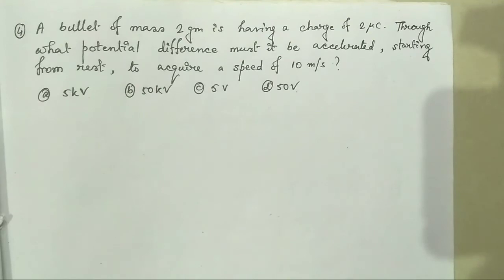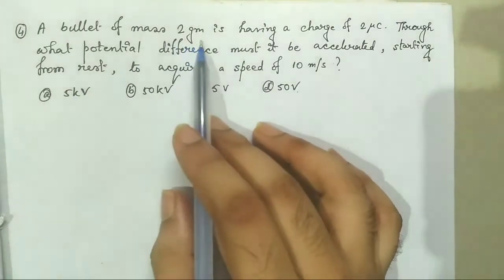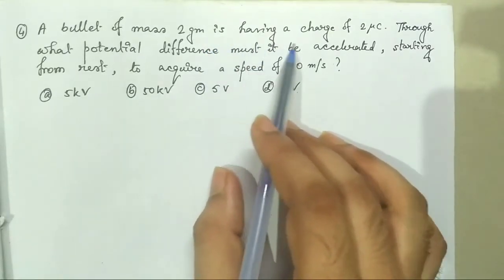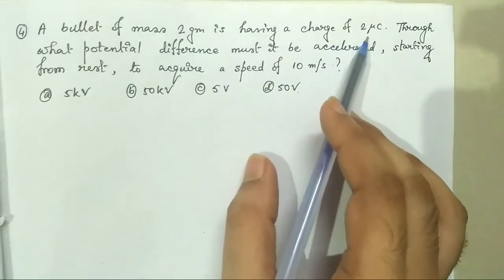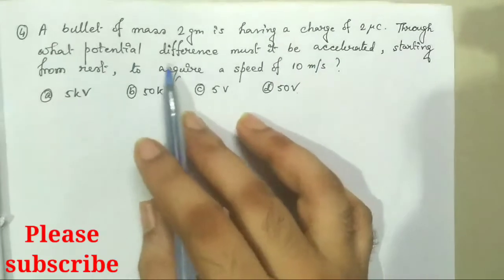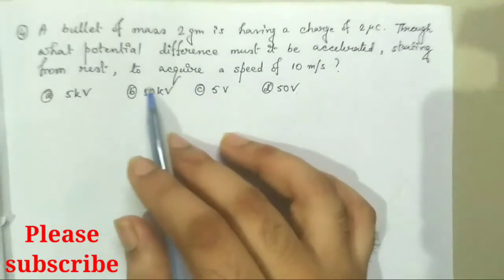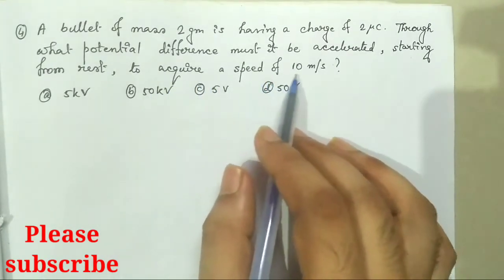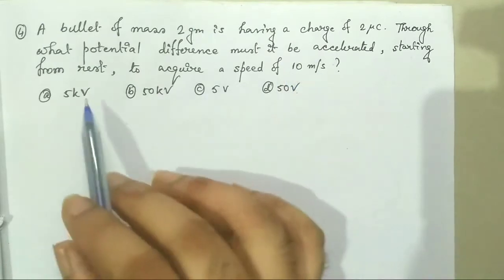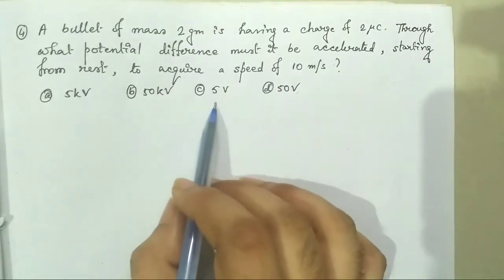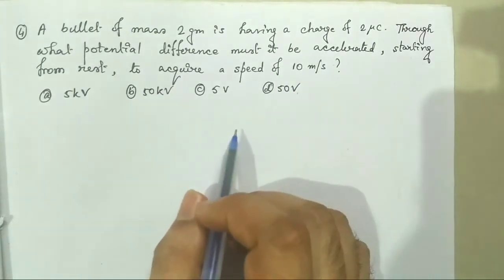Today's last question, question number 4. A bullet of mass 2 gram is having a charge of 2 microcoulomb. Through what potential difference must it be accelerated starting from rest to acquire a speed of 10 meter per second? 5 kilovolt, 50 kilovolt, 5 volt or 50 volt.